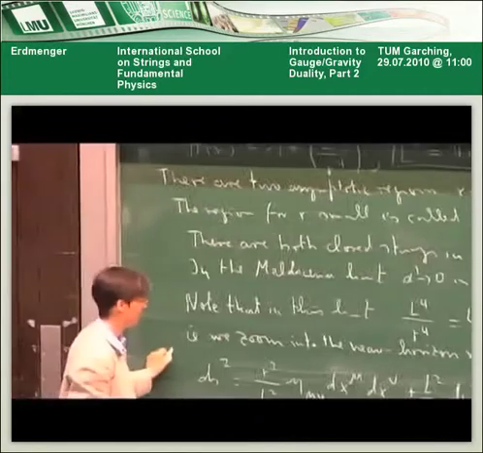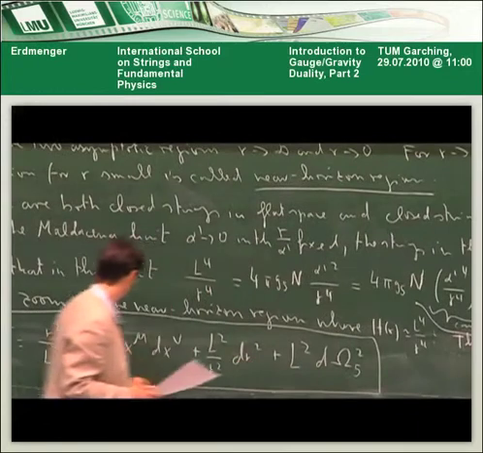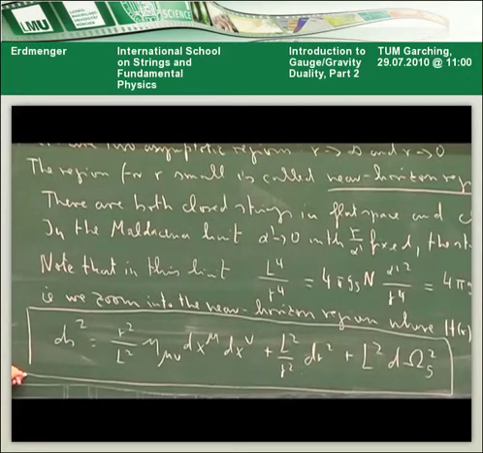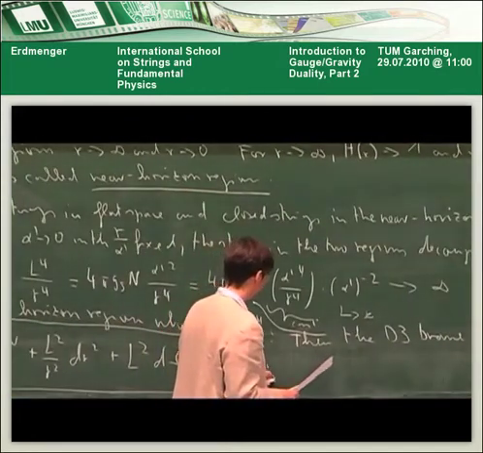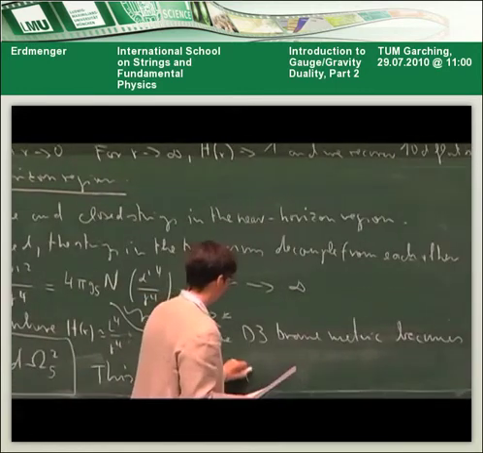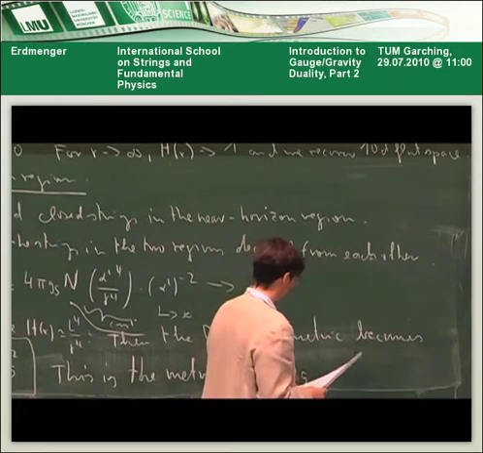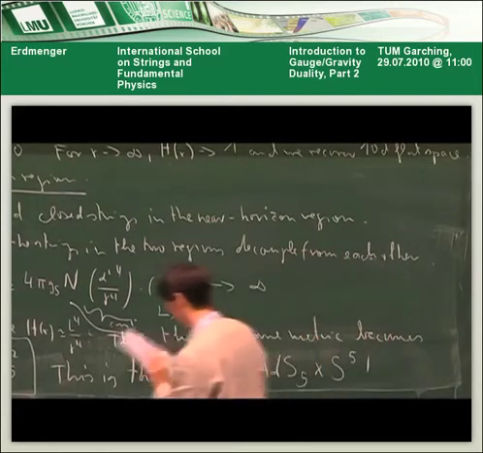So now, who can tell me which space is described by this metric? Yeah, wonderful. Excellent. So this is the metric of AdS5 times S5. Okay, so obviously we're getting closer.